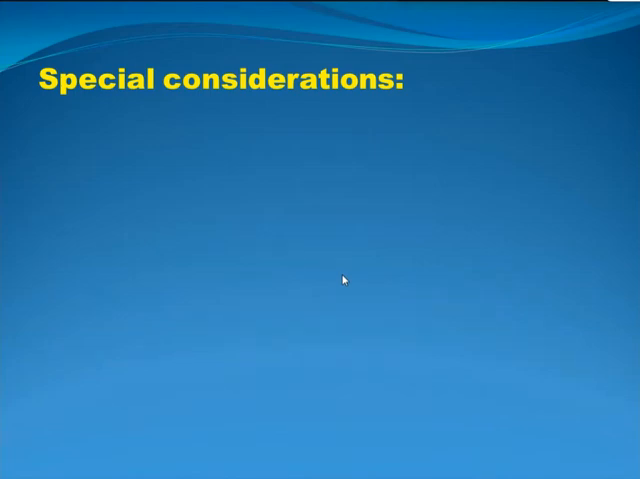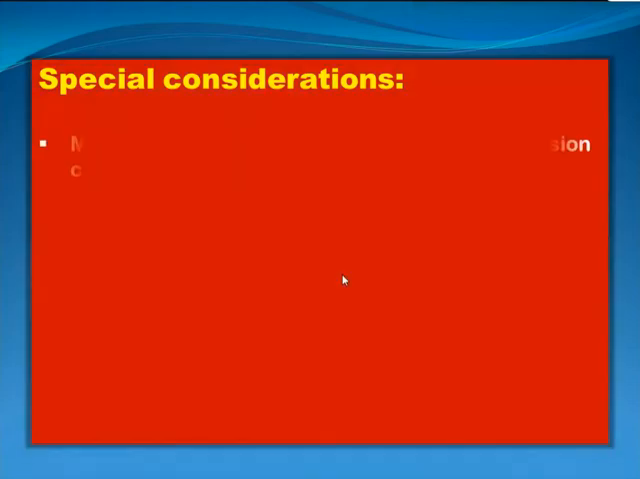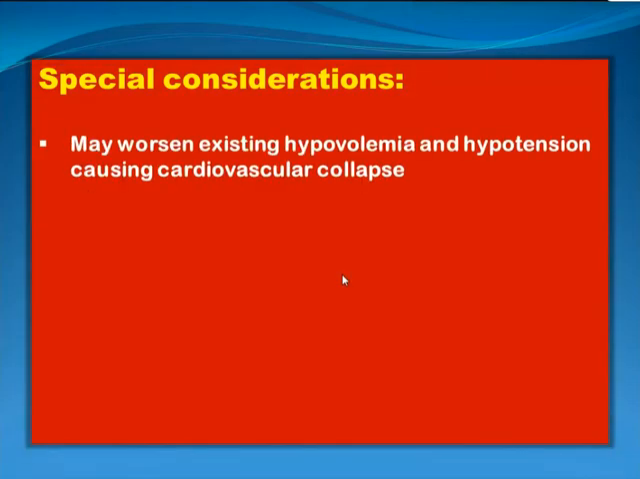Now, regarding hypotonic fluid or half normal saline, this means we can use it, but we should keep some things in mind. Like what? It may worsen the existing hypovolemia and hypotension, causing cardiovascular collapse. Can anyone tell me how, if we give an IV hypotonic fluid, it may worsen the existing hypovolemia and hypotension? How?